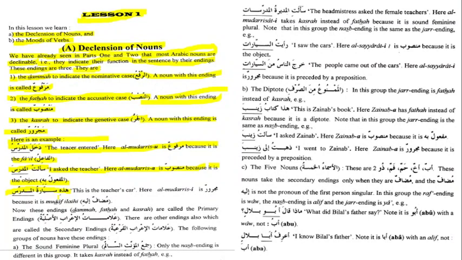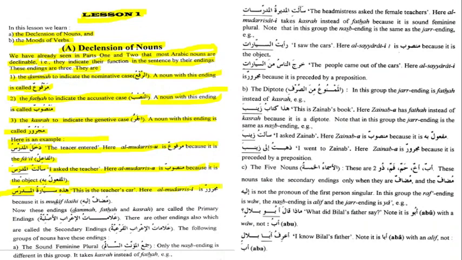It is khabarun marfu'un bidhamma. And then what is al-mudarrisi? Al-mudarrisi in this case is the mudaf ilayhi majrurun bil kasra, and you can see the kasra there. So these are the alamatu i'rab that are asliya for the asma, the fundamental signs of i'rab or inflection for the nouns. This is the teacher's car.